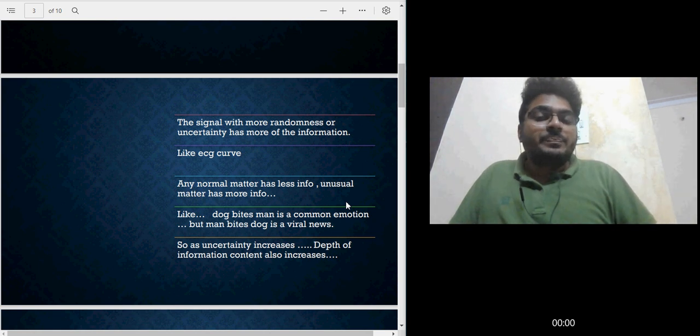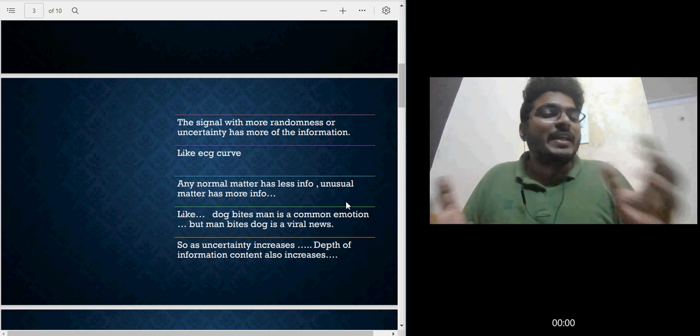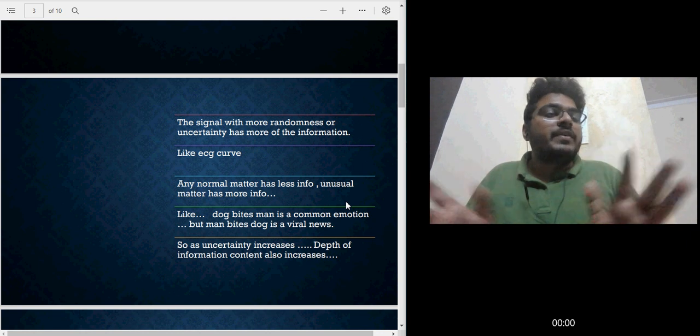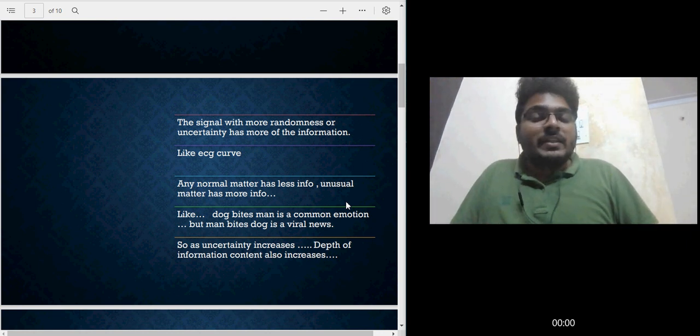Okay, so a signal is just a process. You are able to explain it or prove it to somebody by writing it on a paper or in a way that you can explain to somebody. So as the uncertainty increases, the depth of the information content also increases.